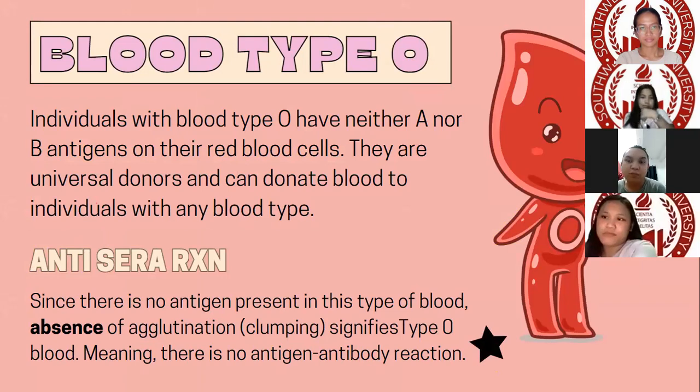Blood type O. Blood type O individuals have neither A nor B antigens on the red blood cells. They are the universal donors and can donate blood to individuals with any blood type. Since there is no antigen present in this type of blood, absence of coagulation or clumping signifies type O blood, meaning there is no antigen-antibody reaction.